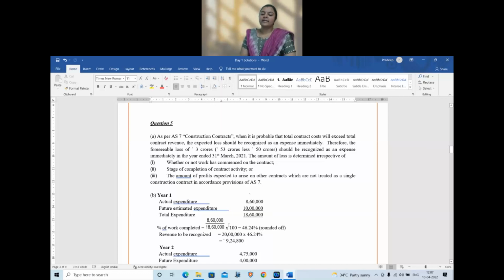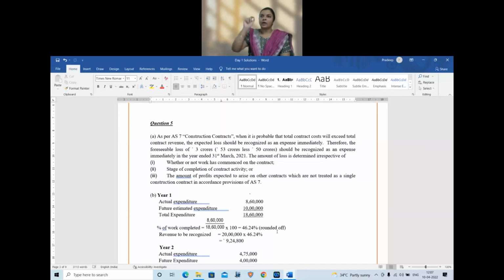Work was completed. Here the percentage is 8,60,000 divided by 18,60,000 into 100, which is 46.24%. So the revenue to be recognized is 20 lakhs into 46.24%, which is 9,24,800.